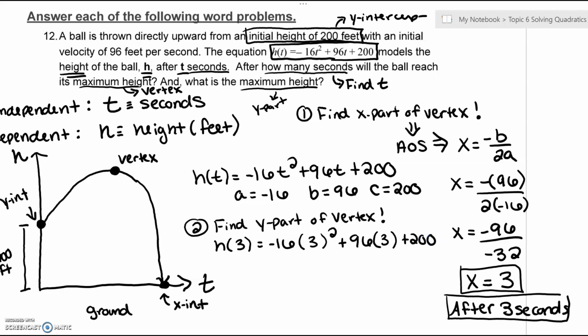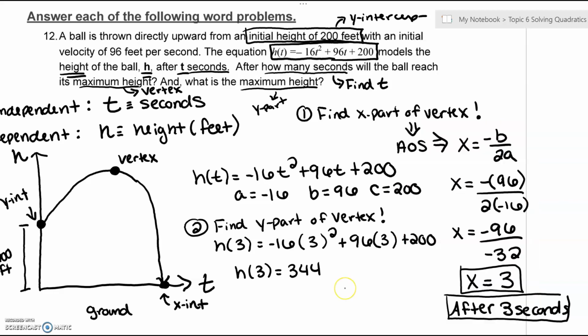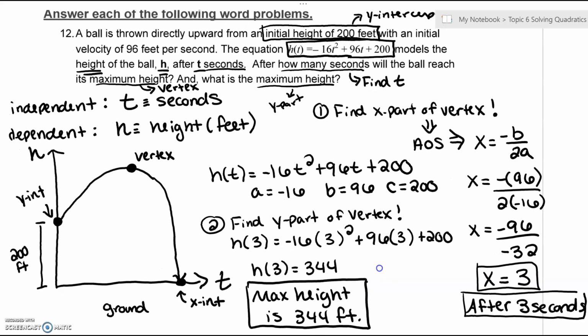And then I would just type all that into the calculator exactly the way that you see it, using parentheses and everything. And when you do that, you should get h of 3 equals 344. And so what that means is that the max height of the ball is 344 feet. And that's all that it asked you to do for that problem right there, okay?